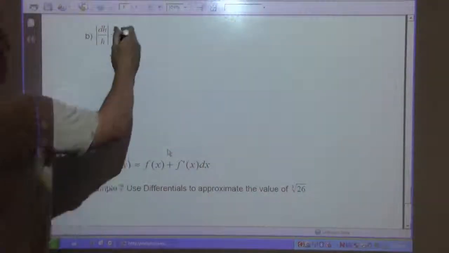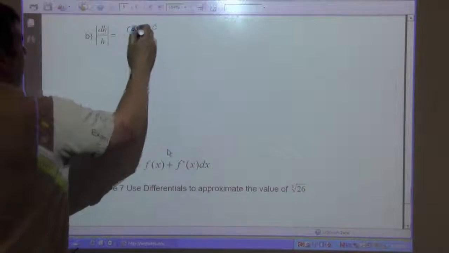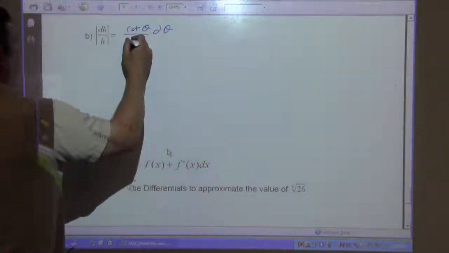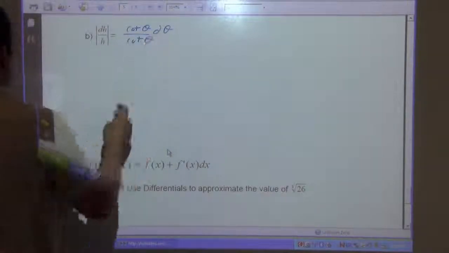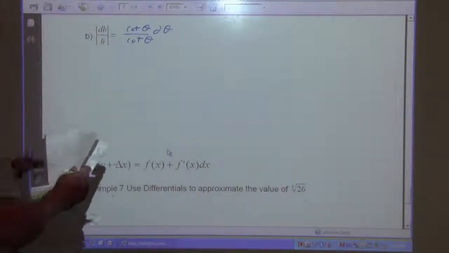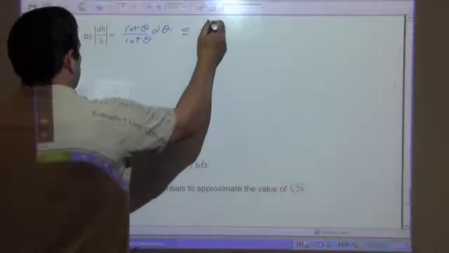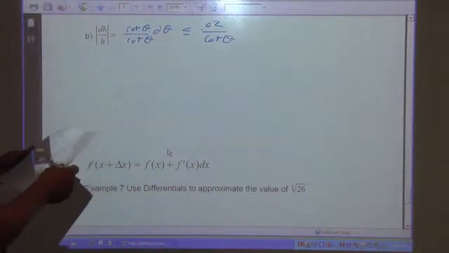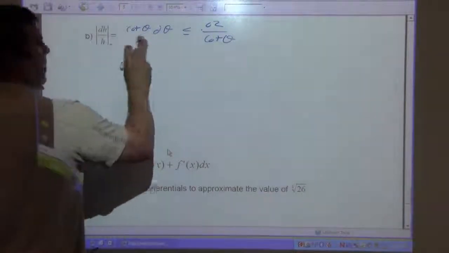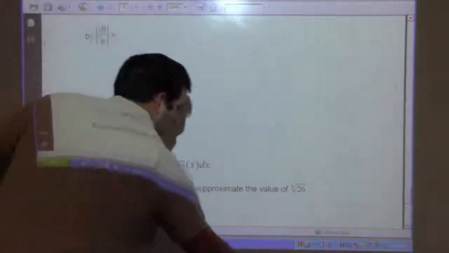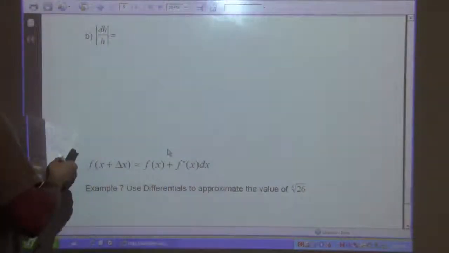dH over h, that's going to be cotangent theta d theta over cotangent theta. That needs to be less than or equal to 0.02 over cotangent theta. No, I'm sorry, I got this wrong. First of all, what is our dH?